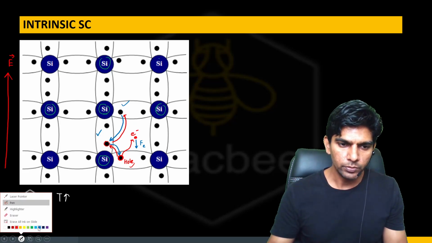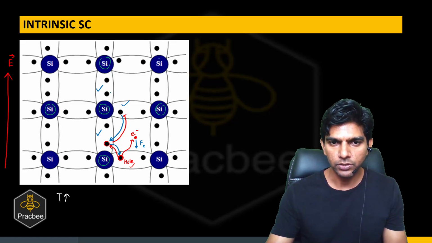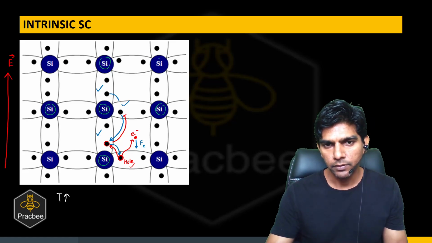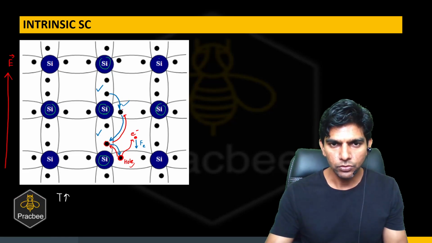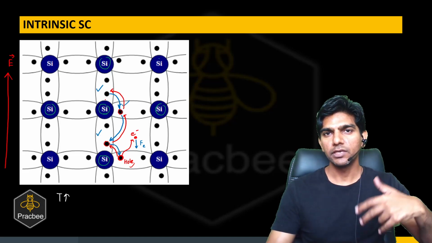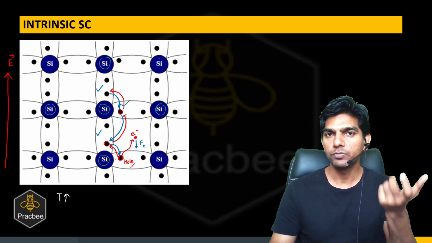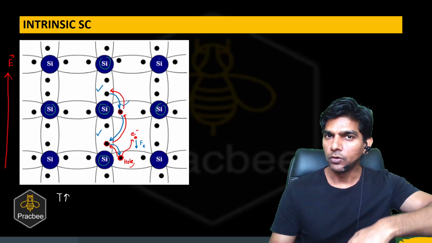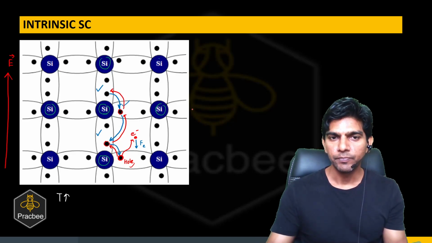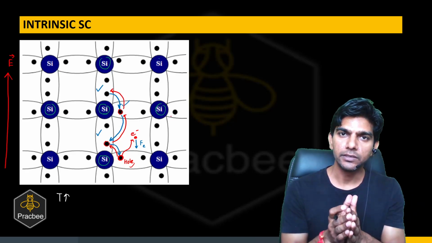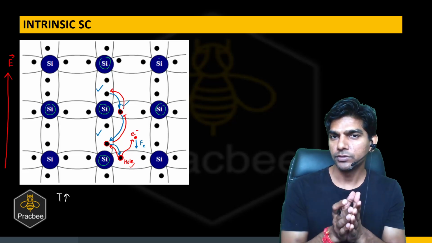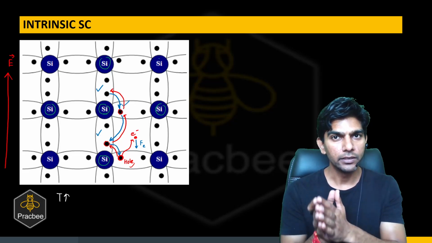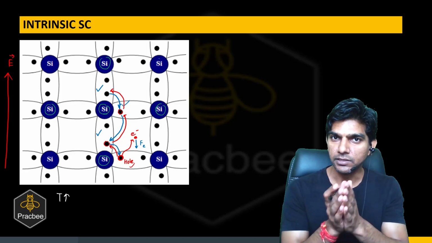Now let us say this bond breaks. If this bond breaks, then this electron will occupy this hole, and we can say the hole will move in this direction. Like this, the process keeps on happening. Can you see the motion of the hole? The holes are moving in the direction of the field and the electrons are moving opposite to the direction of the field. So we can say inside the intrinsic semiconductor, we have two types of currents. One is because of the electrons in the conduction band, and the other is due to the motion of holes in the valence band.